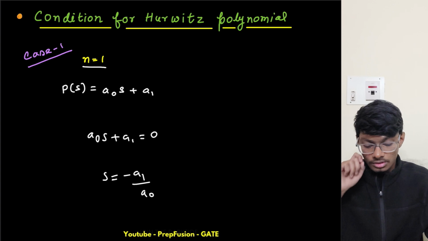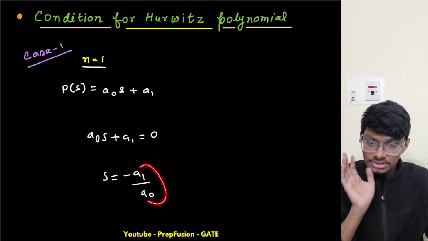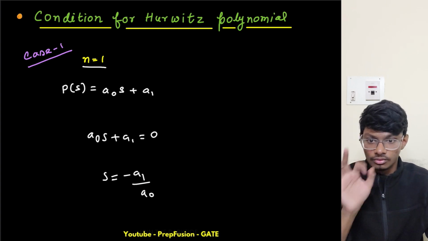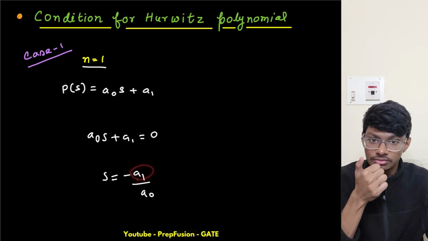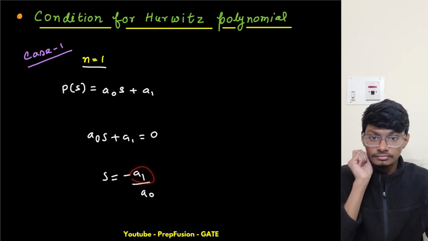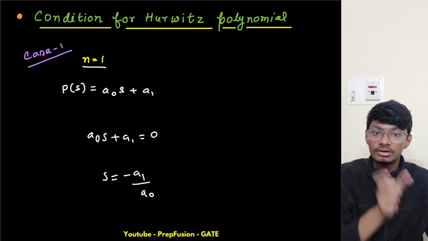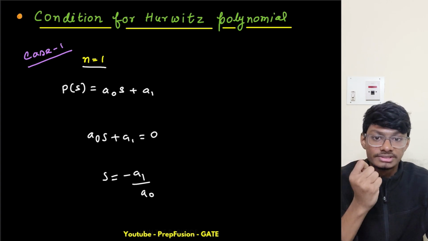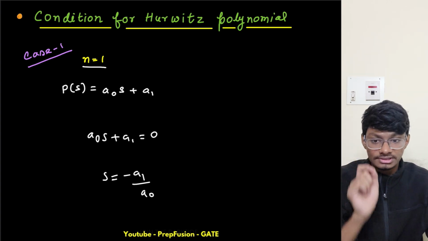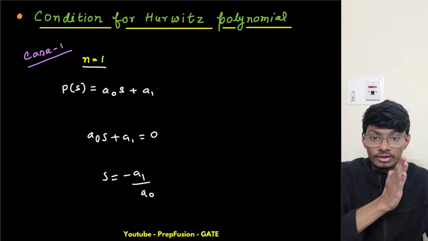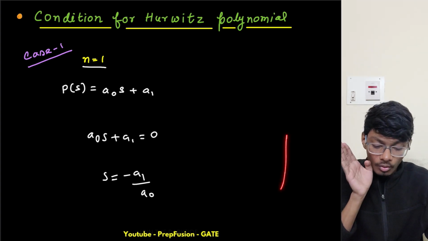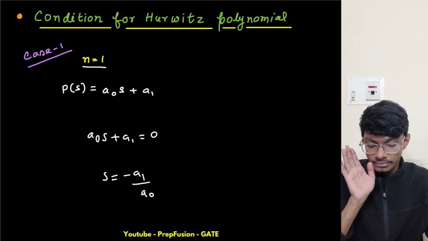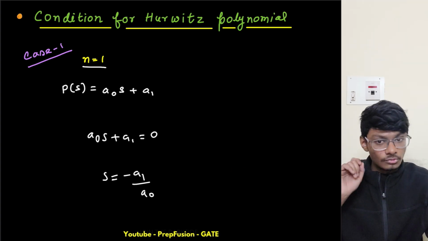Now if one of them is 0, what is the problem? If a0 is 0, the root goes to infinity, so that is also not a correct solution. And if a1 is 0, then my pole will lie at s equals 0. That is also not a BIBO stable system, because for a system to be BIBO stable, the poles must lie on the left half of the s-plane, not on the j omega axis, basically not on the origin. So that's why those conditions.